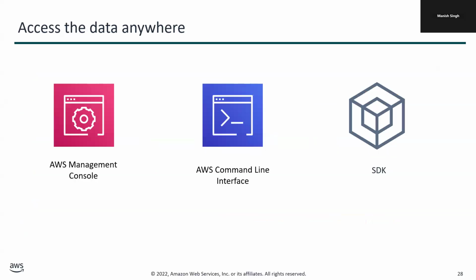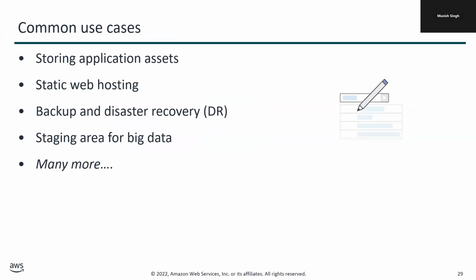You can access data from anywhere using the AWS Management Console, which we are going to look at shortly, or with the command line interface or with any software development kit. Yeah, with a URL, you can access that and download as well. Some common use cases you can see: storing application assets, static web hosting, which I just said, backup and disaster recovery, staging area for big data, and many more.